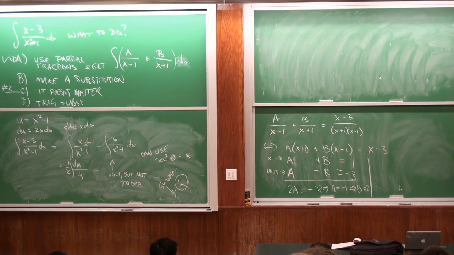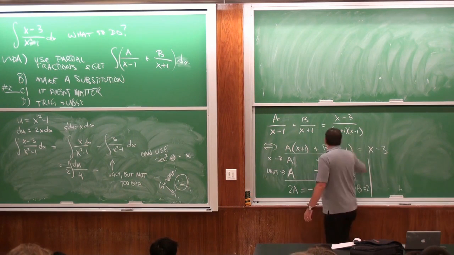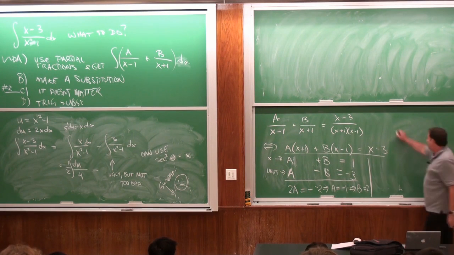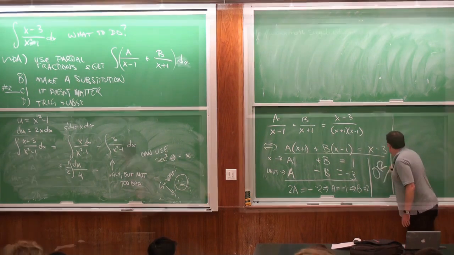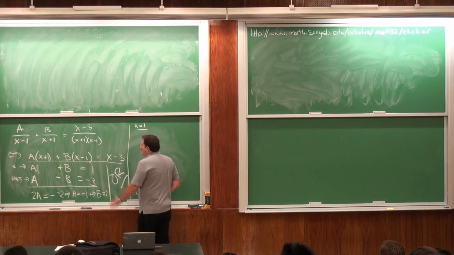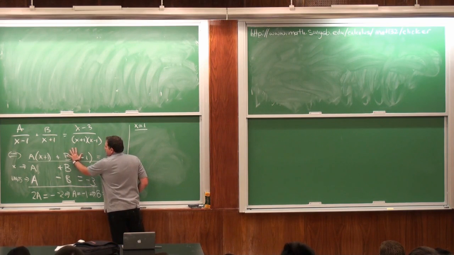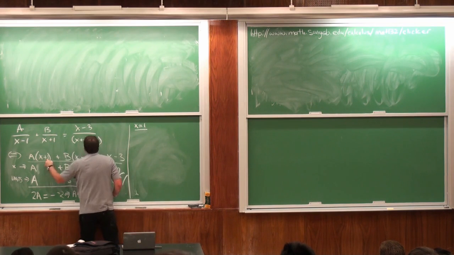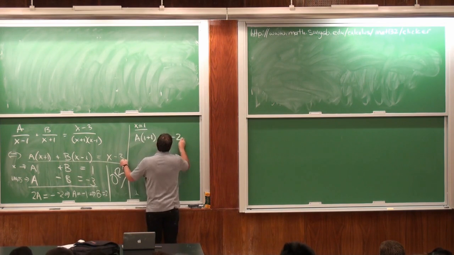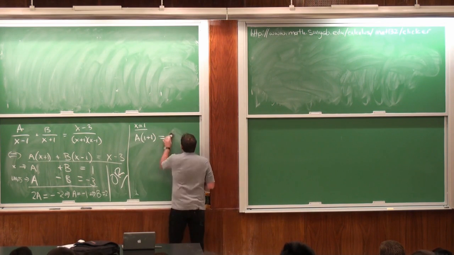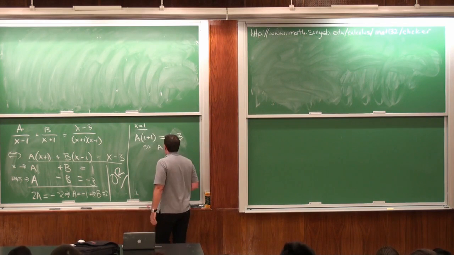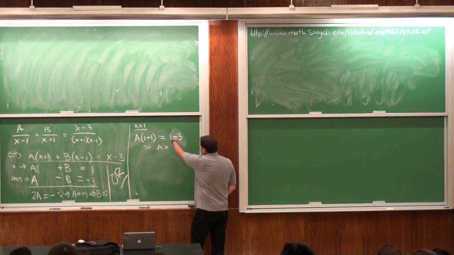An equivalent way I can do it is to look at this equation and say, this equation has to be true for all x's. So in particular, this equation has to be true when x is 1. If x is 1, then this is 0 and it's gone. So that means a times 1 plus 1, so that's 2a, equals 1 minus 3. And so that means, again, a is negative 1, because 2a has to equal negative 2.